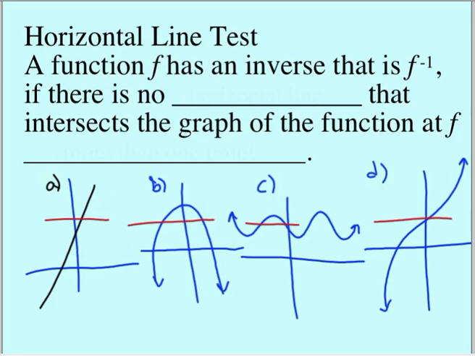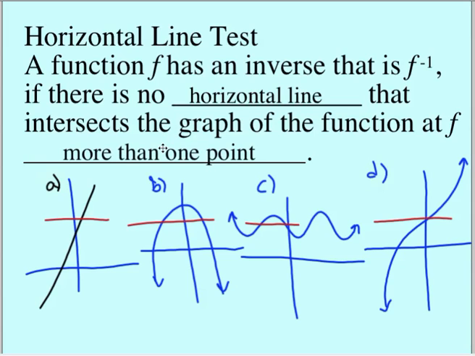The horizontal line test. So you guys know the vertical line test when determining if a relation is a function, and now we have a horizontal line test, and this is to determine if an inverse is a function. So it says here, a function f has an inverse, that is f to the negative 1, is a function if there is no horizontal line that intersects the graph of the function at more than 1 point.